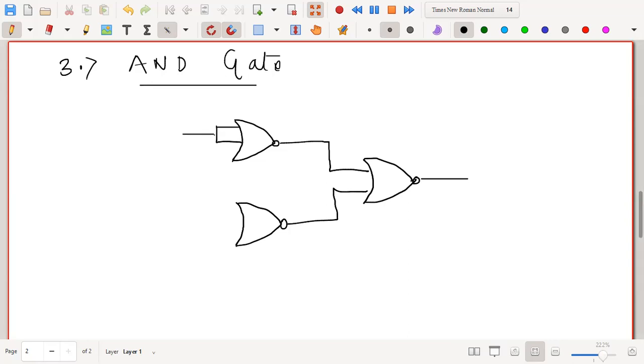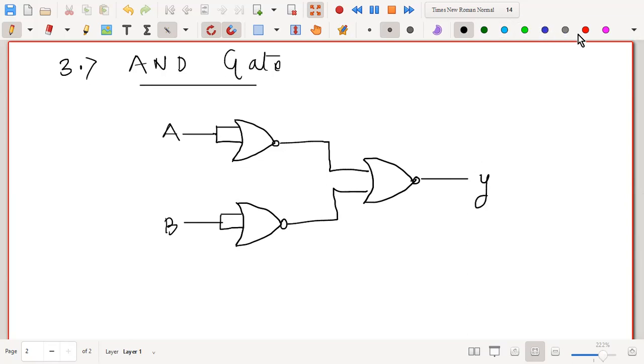the first NOR gate is actually functioning as the NOT gate here. I'm giving only a single input. If I'm giving a single input to the NOR gate, then this will function as the NOT gate, isn't it? Just now we have seen. So what would be the output of this? This is functioning as a NOT gate. So let us verify whether the output is A and B or not.